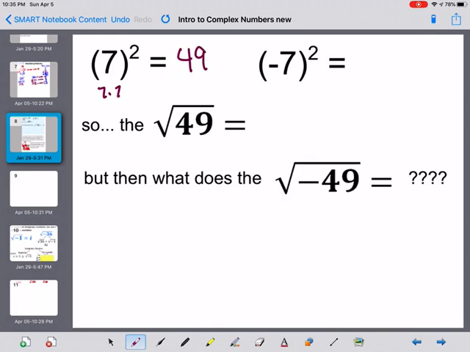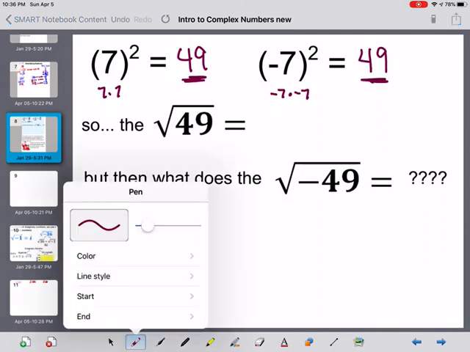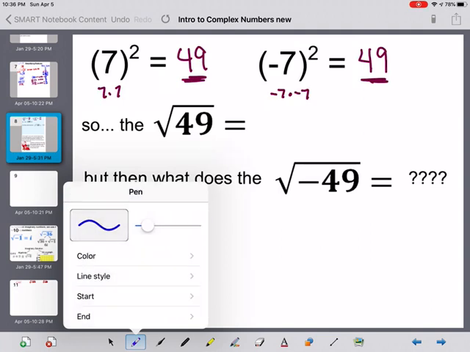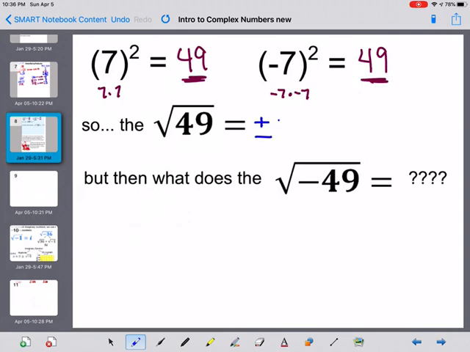Here, if I have negative 7 squared, remember I have to multiply negative 7 times negative 7. Well, a negative times a negative still gives me positive 49. Check that out. They both gave me the exact same answer. Meaning that if I have negative 7 squared and positive 7 squared, they both equal 49. So what is the square root of 49? Well, it can be two different answers. It can be positive 7 and it can be negative 7.